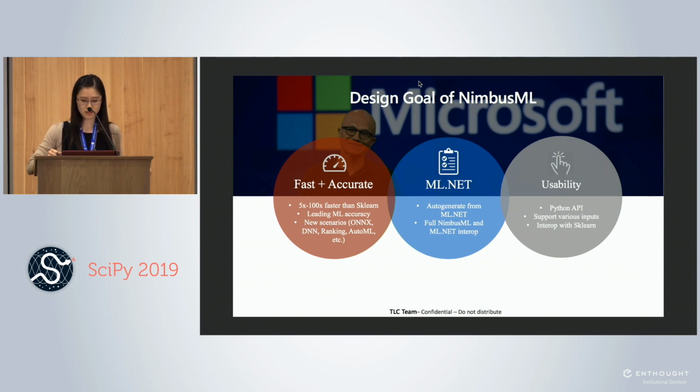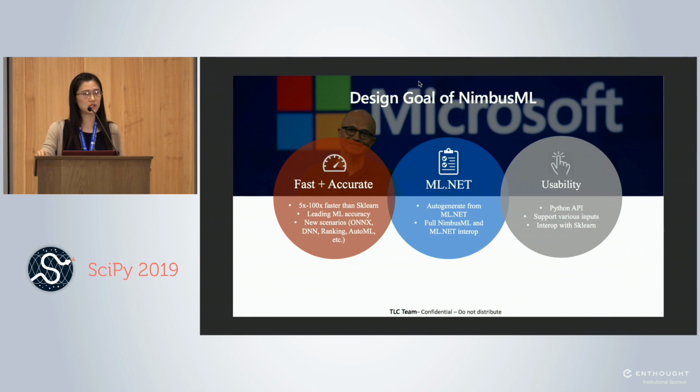We also want NimbusML to always keep up with ML.NET. So what we do in our Python package is we create an automatic code generator. It's like AI writing code. Every time ML.NET adds a new function, a new learner, or a new transform, we just rerun this autocode generator. It will add this new package or new learner to NimbusML. So we can always keep updating NimbusML very fast, and we don't spend too many engineer hours to support this package. And the third goal, which is also very important, is usability.